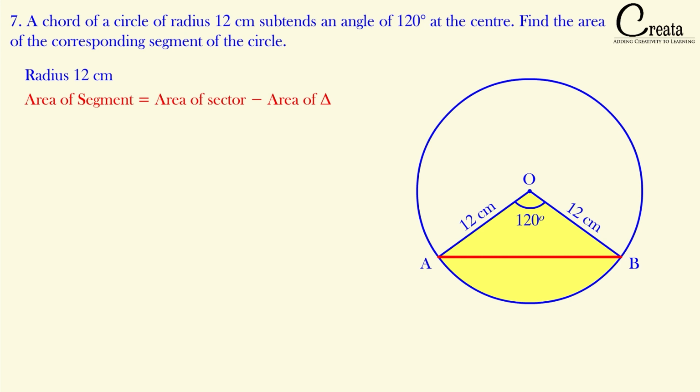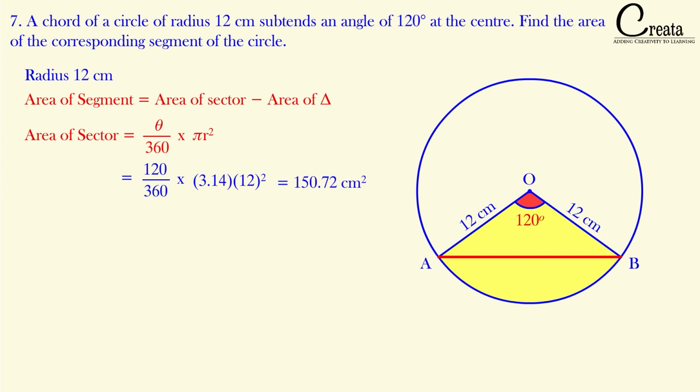The formula applicable is theta upon 360 into pi r square. The inputs are theta and the radius. Theta is given in the question as 120 degree and radius is given as 12 centimeter. Directly put the values into the formula. We got area of the sector as 150.72 centimeter square. Now the question is how to find the area of the triangle.